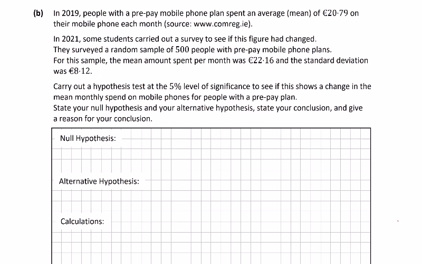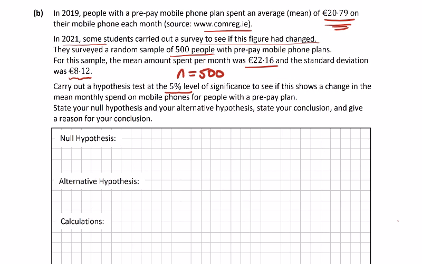Part B of this question. In 2019, people with a prepaid mobile phone plan spent an average of €20.79 on their mobile phone each month, from ComReg. In 2021, some students carried out a survey to see if this figure had changed. Sample of 500. Just write down n equals 500. They found that the mean was 22.16, so a little bit higher, and standard deviation was 8.12. Carry out a hypothesis test, 5% level of significance, to see if there's any change here.